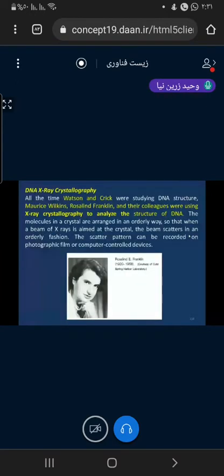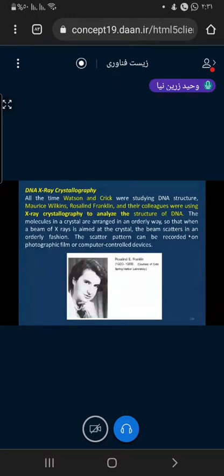DNA crystal. Watson and Crick worked on the DNA structure. Maurice Wilkins and Rosalind Franklin were using X-ray crystallography to analyze the structure of the DNA. Molecules in the crystal are arranged in an orderly way, so that when a beam of X-ray is aimed at the crystal, the beam is scattered in an orderly fashion.